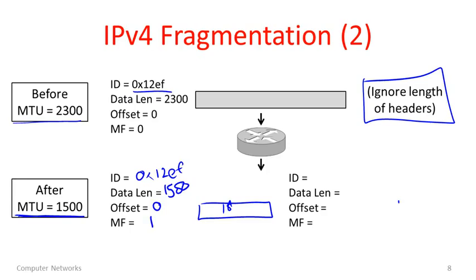The second piece will be whatever's left over. Now, if the first piece is 1500 bytes, we've got another 800 bytes left to make up the packet. For the identifier, I copy it again. The offset we need to change. The offset should now be 1500 to indicate that this 800 bytes of data starts at position 1500. And the more fragments flag will be set to 0 to indicate that this is the last of the fragments.